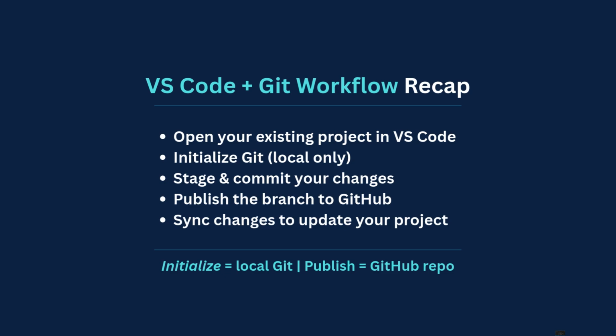So to recap, we started with a project on our computer, initialized Git in VS Code, committed our changes, and then published the project to GitHub. After that, any updates we make are just commit and sync.